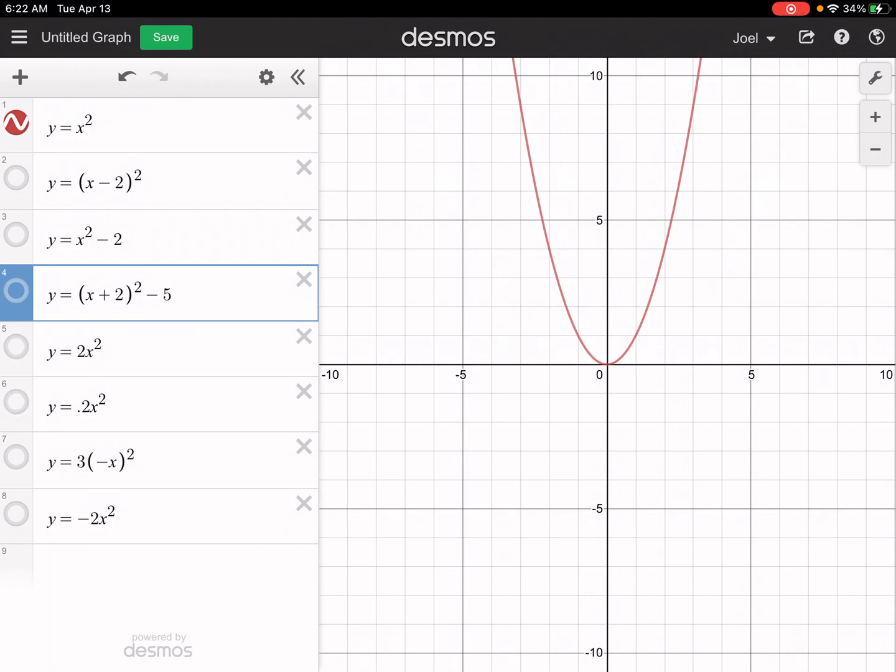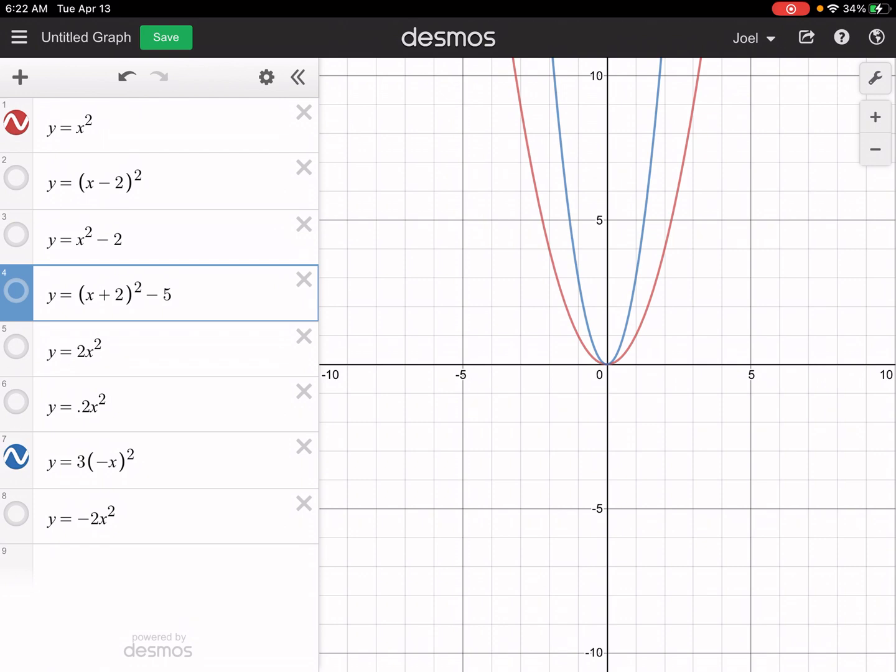Okay, and then number 7, look at number 7 here on the left side. It says y equals 3 times, and then in parentheses, so inside the function, we have a negative x squared. Okay, if it's happening inside the function, remember that it's going to be happening in the horizontal. So even though I don't like this because it looks like the exact same graph as 3x squared, if they ask you what the transformation is for this one on your homework, this is going to be a horizontal transformation for number 7.